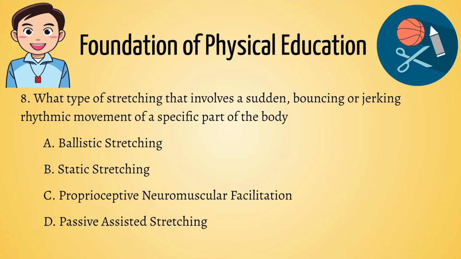What type of stretching involves a sudden bouncing or jerking rhythmic movement of a specific part of the body? A. Ballistic stretching. B. Static stretching. C. Proprioceptive neuromuscular facilitation. D. Passive assisted stretching. Answer: A. Ballistic stretching.